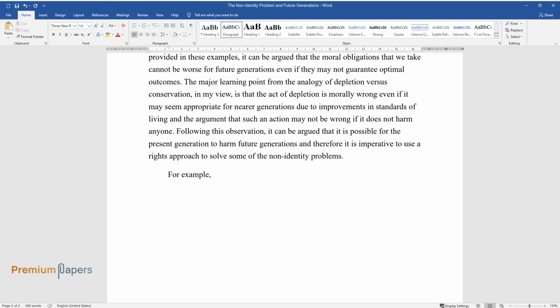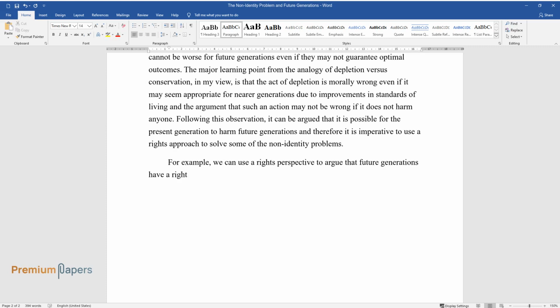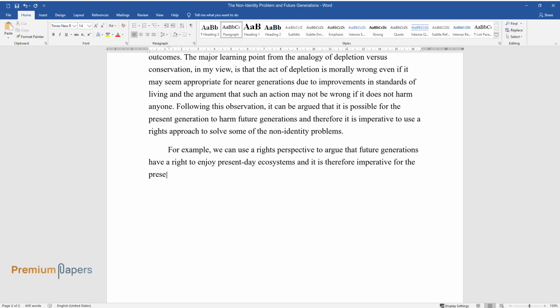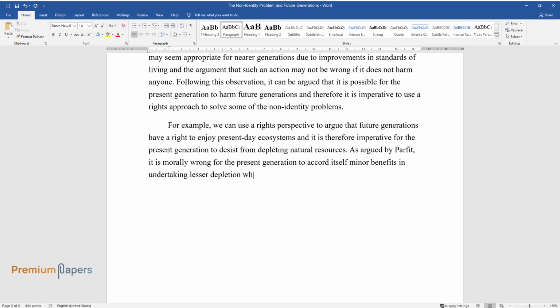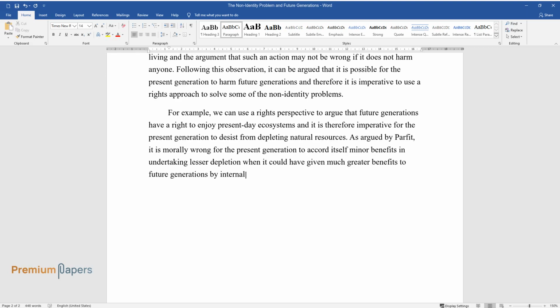For example, we can use a rights perspective to argue that future generations have a right to enjoy present-day ecosystems, and it is therefore imperative for the present generation to desist from depleting natural resources. As argued by Parfit, it is morally wrong for the present generation to accord itself minor benefits in undertaking lesser depletion when it could have given much greater benefits to future generations by internalizing conservation.